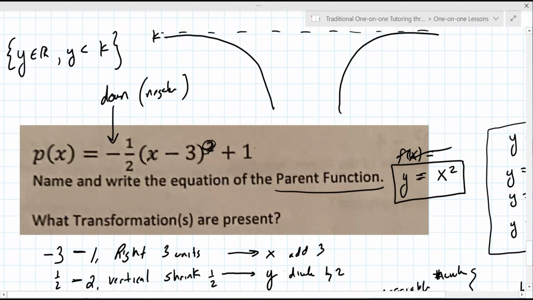And then this is that K value for the range that I was talking about. In terms of the range, here it is y, and because it opens down, y is less than or equal to 1. Right, because the 1 is greater than y since your graph's going down. That's right.